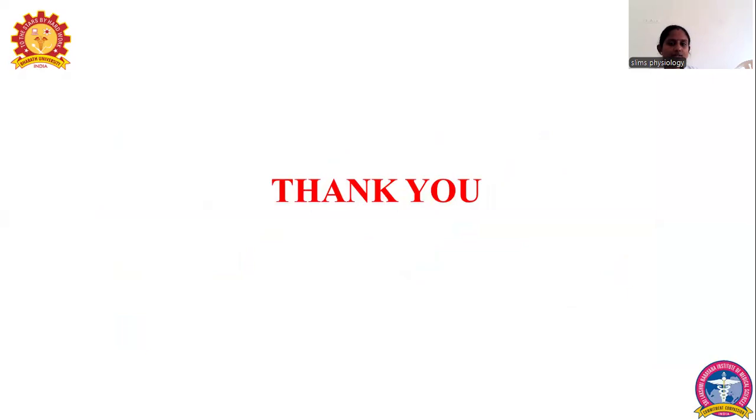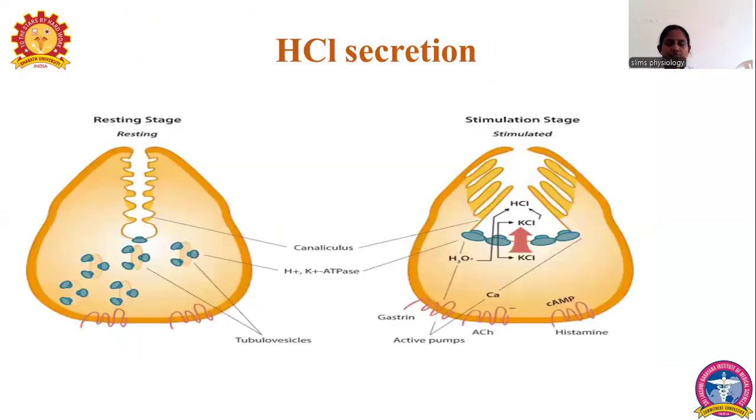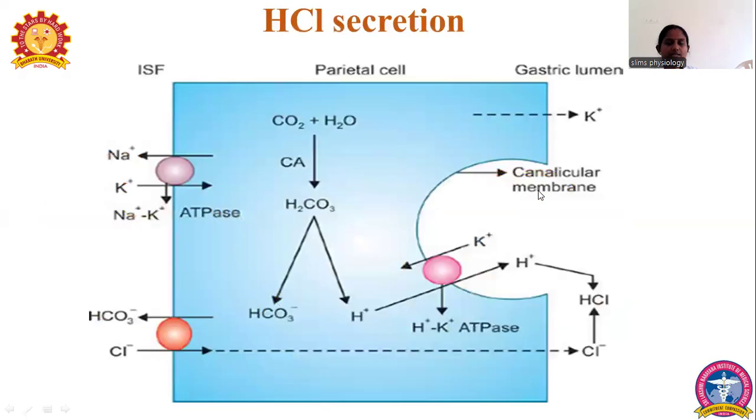Thank you. This is about gastric secretion. We can just revise it in a nutshell: the cell from which it is being secreted is the parietal cell, which we have to remember. In the resting state, the canalicular pit is smaller, but in the active stage, the tubules and vesicles get incorporated into the canaliculus and the surface available for secretion is increased.